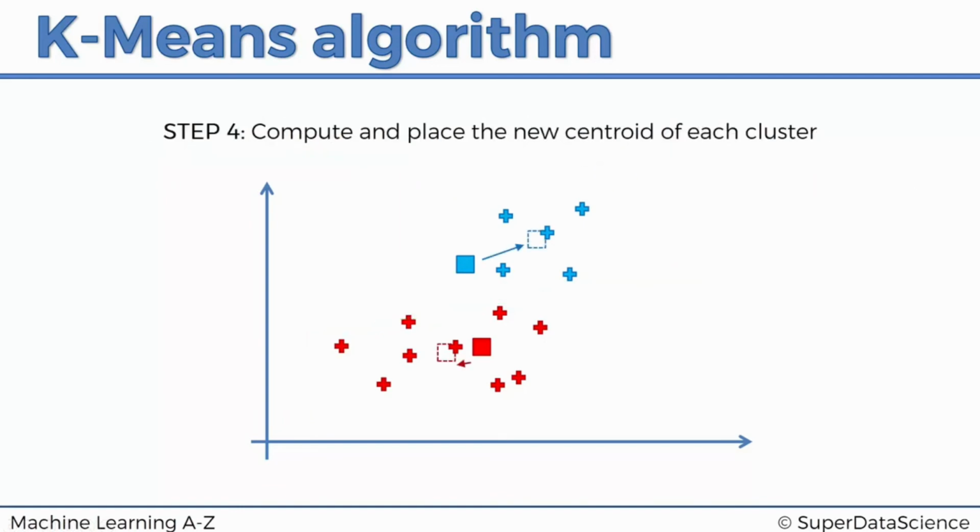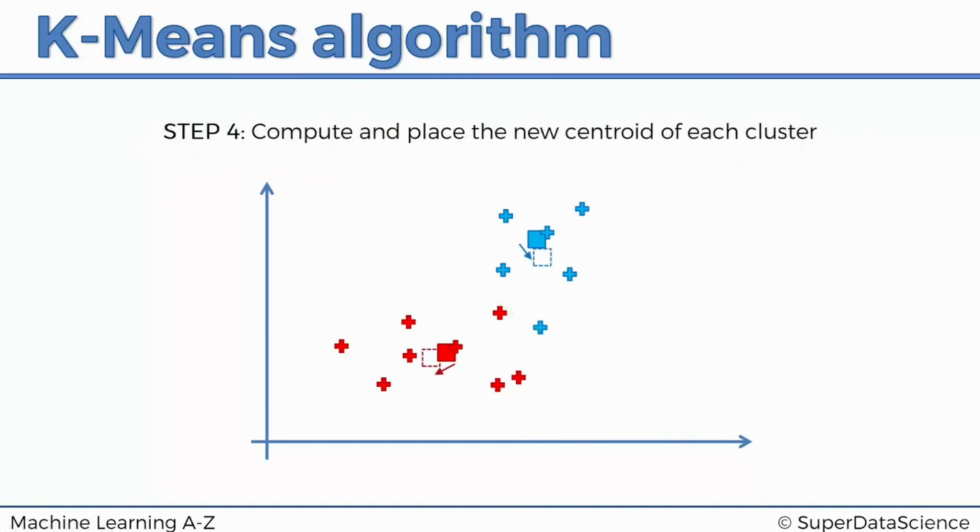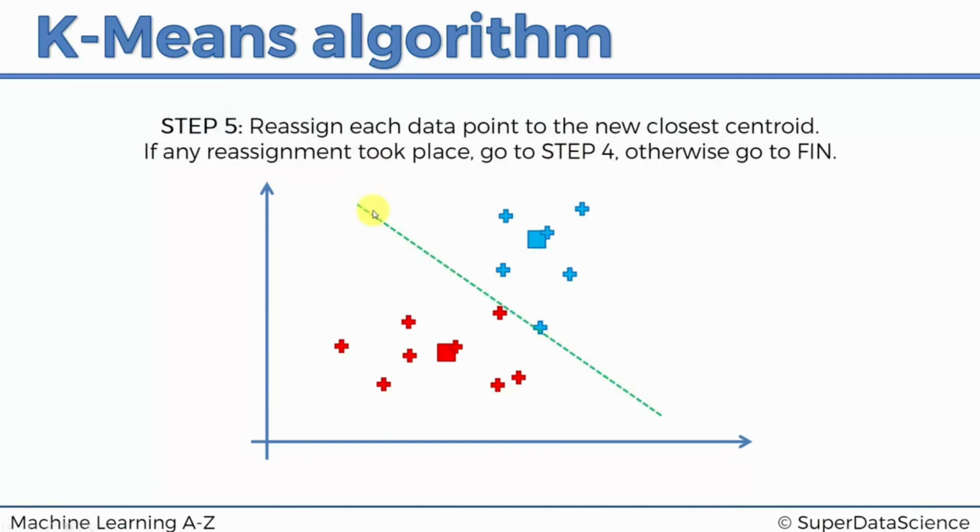So we're going back to step 4, compute and place the new centroids for each cluster. Same thing, find the center of mass for this centroid, find the center of mass for this centroid, place the centroids in those locations, and now repeat step 5, reassign each data point to the new closest centroid. So we're going to put the line through the chart, the equidistant line between the two centroids. As you can see, this point is actually now in the blue cluster rather than being in the red. Reassign that point. And what happens next is, again, we return to step 4.